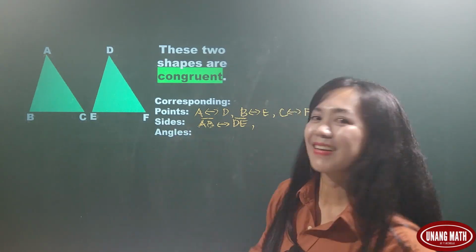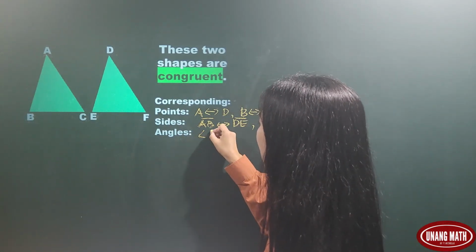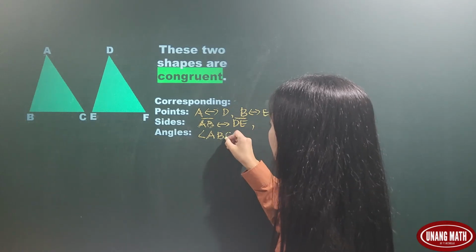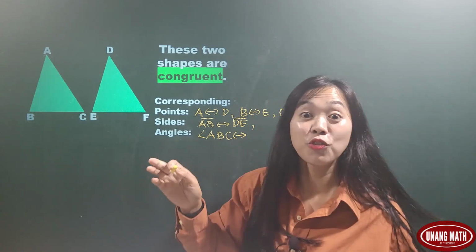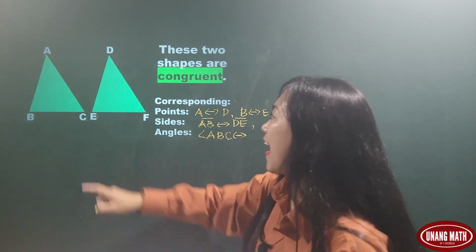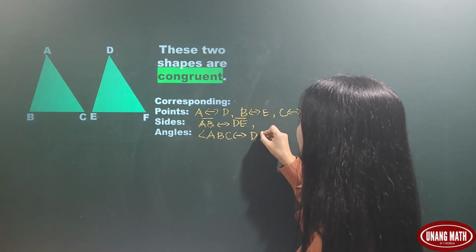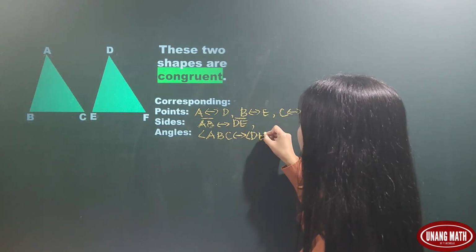Okay, let's go to angles. Ang angle ABC. Okay, nasaan ang katumbas na angle nito sa shape na ito? Ito ay ang angle DEF. So we have angle D. Okay, angle DEF.